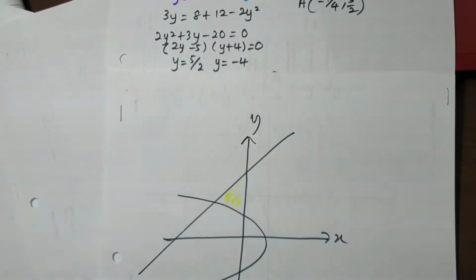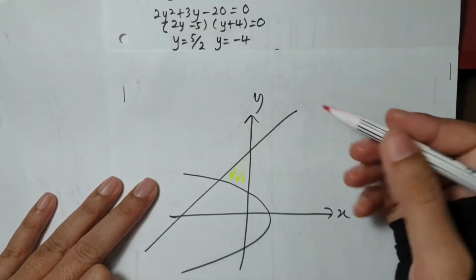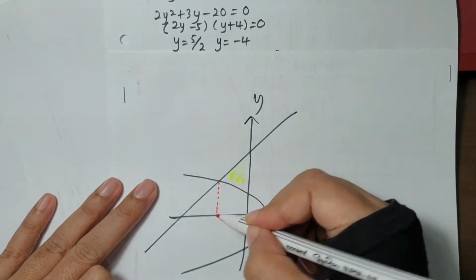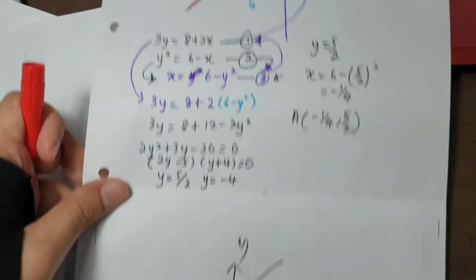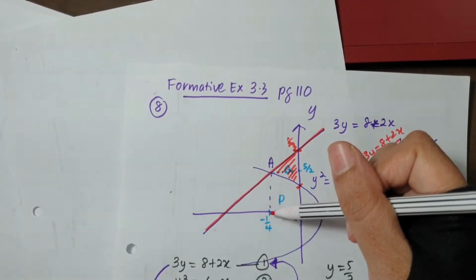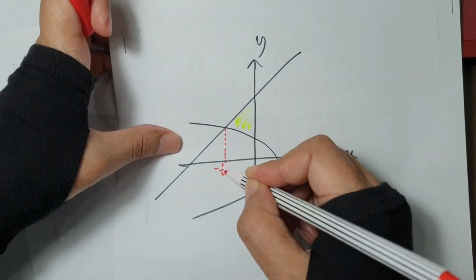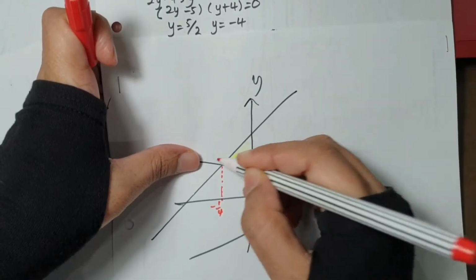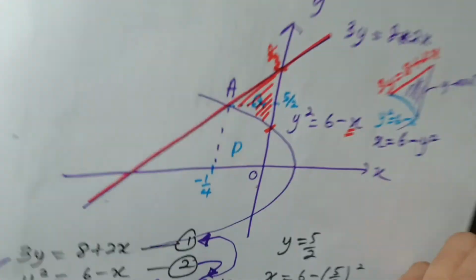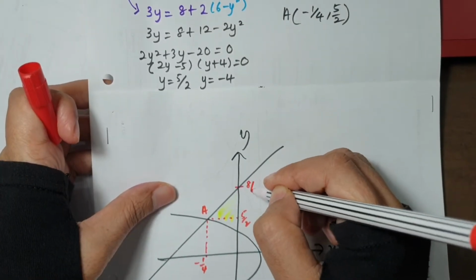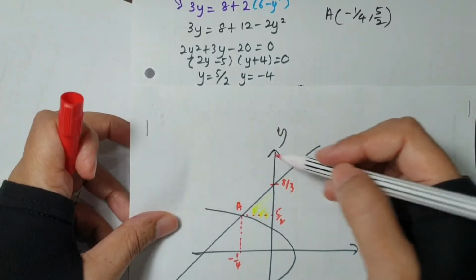Since we want to find the area bounded by the x-axis, you must know the limits on the x-axis. Based on the question, x is negative 1/4 here. The point A just now is negative 1/4, 5/2. So here is negative 1/4, here is 5/2, and just now we found here is 8/3. Let's see one by one. Now we want to choose area bounded by the x-axis.